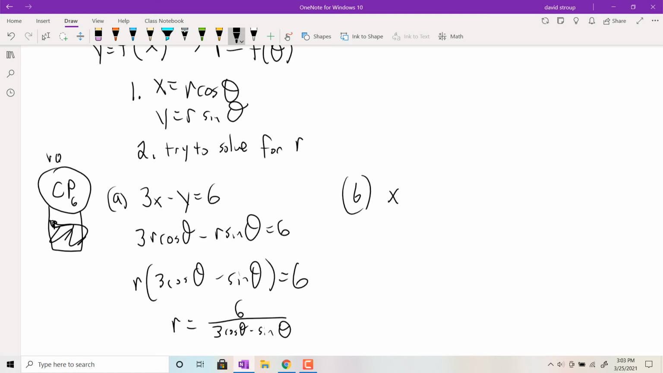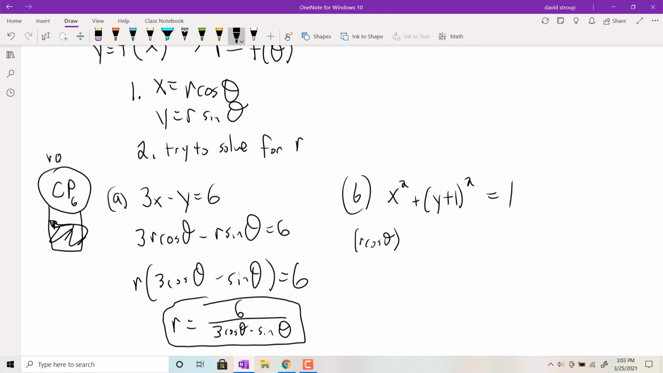Part B, by the way, here is a circle. And of course, this is the answer. Okay, if I didn't make that clear. Okay, anyways, part B, this is a circle that's been shifted, so it centers at 0, -1. I want to convert it, okay? So I replace the x with r cosine theta squared, replace the y.